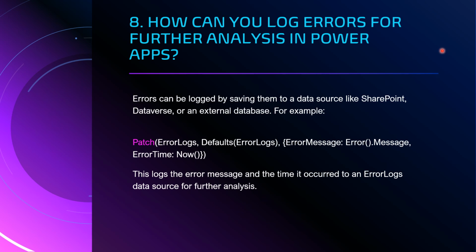How can you log errors for further analysis in Power Apps? Errors can be logged by saving them to a data source like SharePoint, Dataverse, or external databases. For example, here the Patch function is used for error logs. We need to update a default error log record with the error message, Errors.Message, and the error time, Now. This logs the error message and the time it occurred to the error logs data source for further analysis.